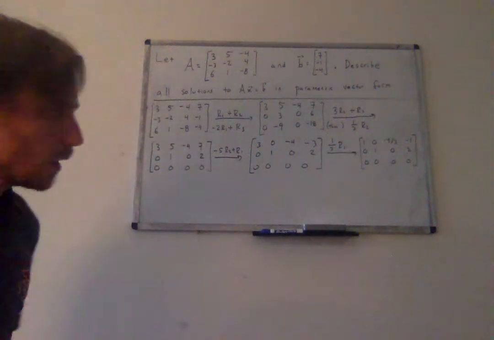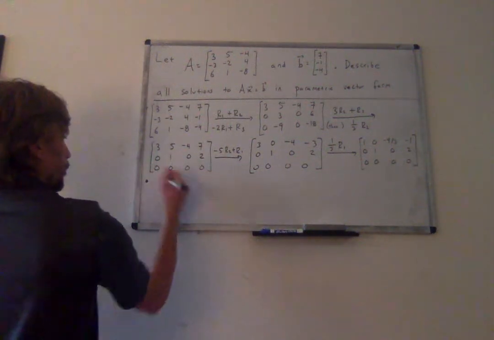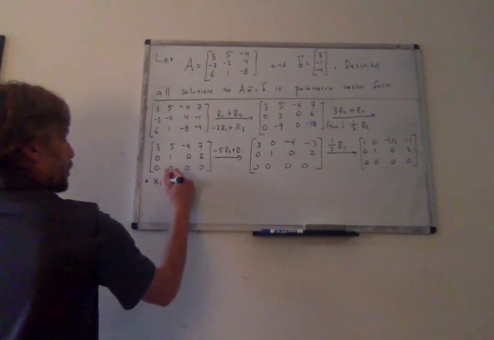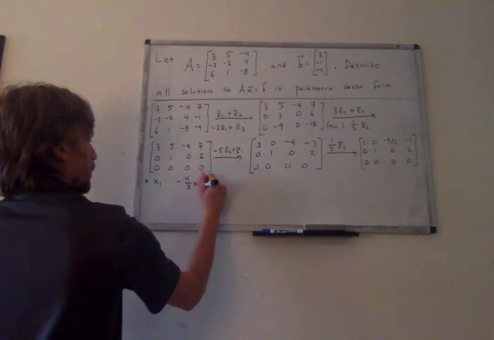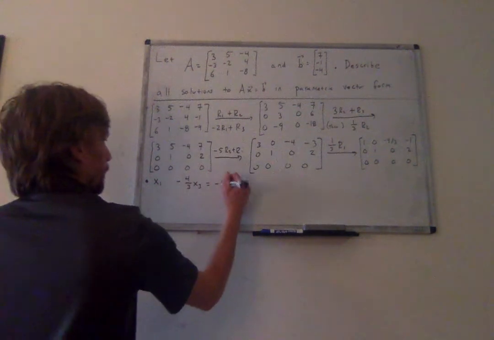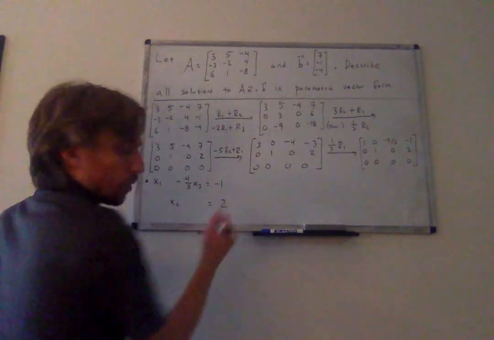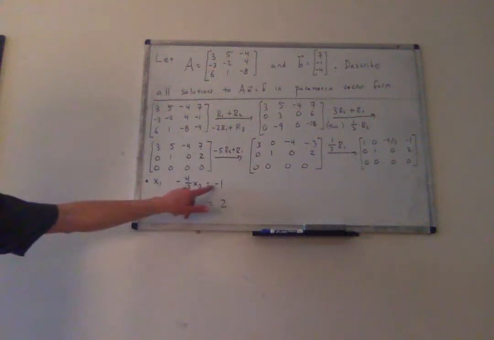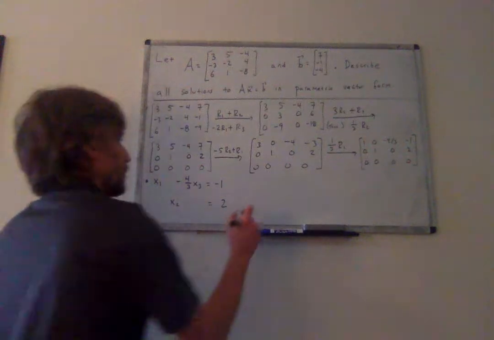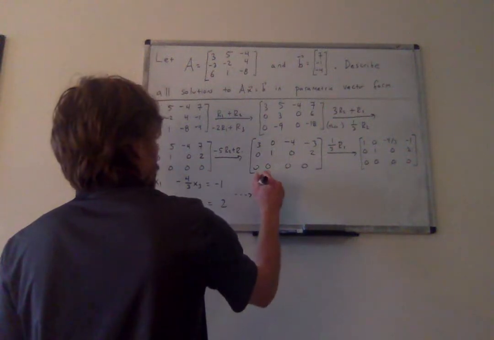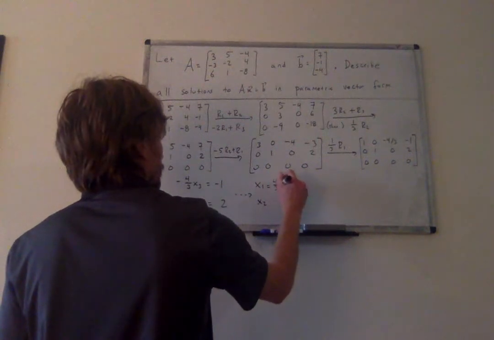So, how do I express this in parametric vector form? Well, notice that, again, this corresponds to the following system of equations. Except here, of course, I have non-zero terms on this side of the equation. That's okay. I'm still going to do the same first step where I solve for my fixed variables.